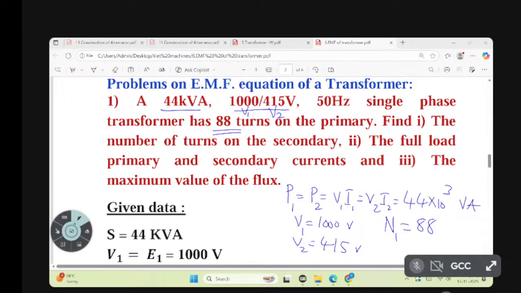Primary and secondary current can be obtained by the power. P1 = V1 I1. What is the P1 value? 44 into 10 to the power of 3 is equal to 1000 I1. So I1 is equal to P1 by V1, and I2 is equal to P2 by V2. Yes, you get I1 and I2. Okay?